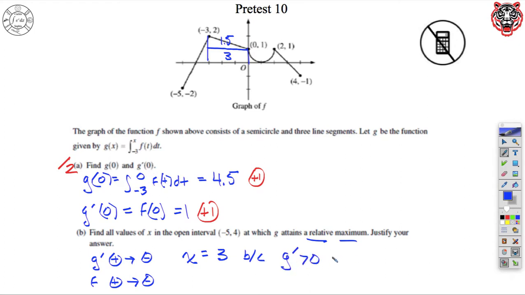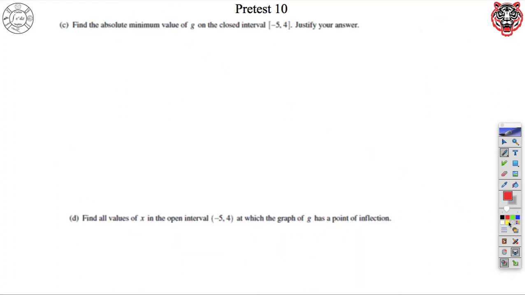I'm going to say that like this: g prime is positive and it goes to a g prime that's negative. You can write this out in words if you would like. So give yourself 1 point if you have x equals 3, and give yourself 1 point if you have the correct justification out of 2 points. Let's move to the next part.